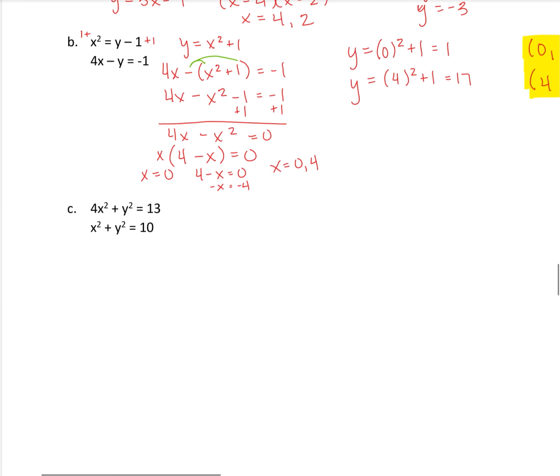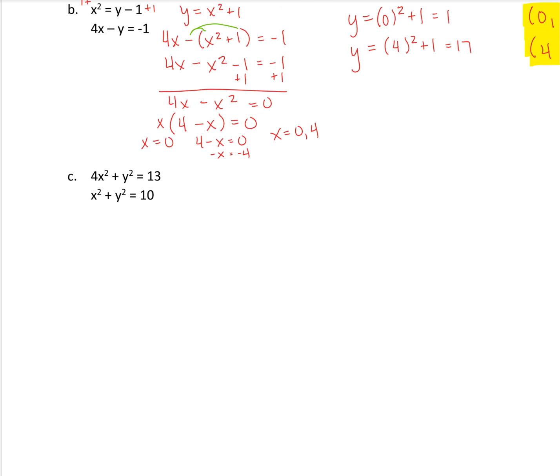Now, looking at this last one, I'm actually going to treat it differently. I have x squared, y squared, y squared. I have the ability to actually use elimination in this one because all I have to do is change the y squared so that one of them is opposite sign, and then I can just add them together. So I'm going to change everything in the bottom to a negative. So I'm going to multiply everything on the bottom by a negative 1. So I get 4x squared plus y squared equals 13. All my signs change for this one, so minus x squared minus y squared equals negative 10.